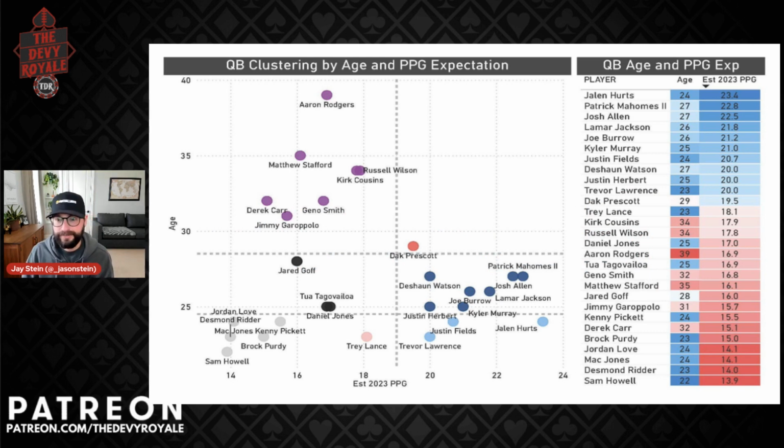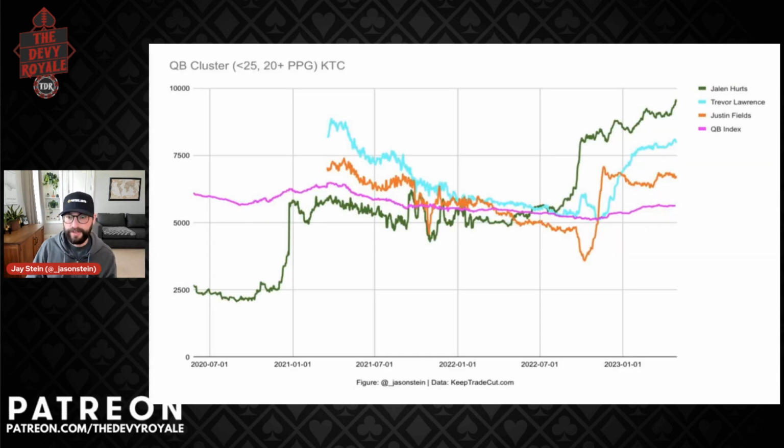We're going to go basically straight down to the bottom right-hand corner, and we're going to look at age 20 to less than 25, and 20 fantasy points per game or greater. So that's the Hurts, Fields, Lawrence cluster. And here is their chart graphing their KTC over the past 3 years. Jalen Hurts was a second-round pick, and there was tremendous skepticism on if he was good.